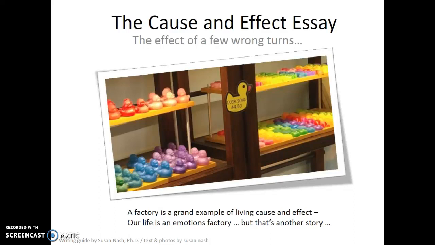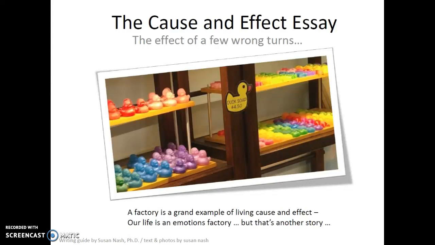It's part of a series of tips and guidelines for writing essays. So here we're going to talk about the effect of a few wrong turns. So we're going to focus on the effect part of the cause and effect essay. But keep in mind, in a cause and effect essay, you can either focus on causes and causality, or effect, which would be the outcome.